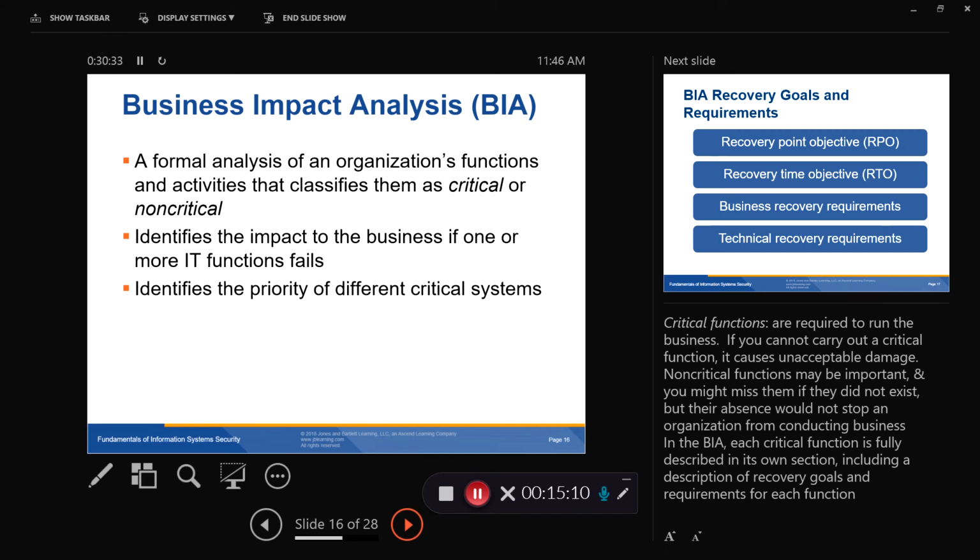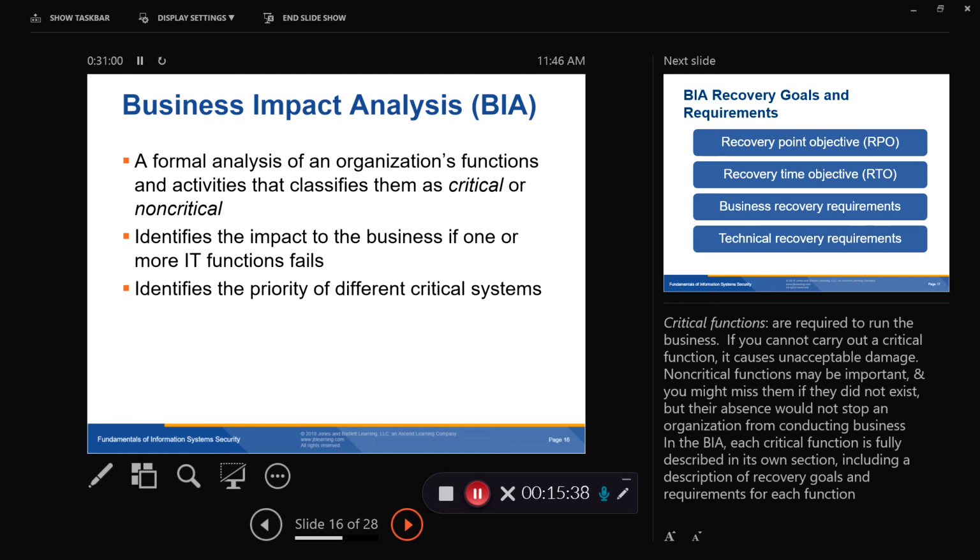So a business impact analysis is a formal analysis of an organization's functions and activities that classifies them as critical or non-critical. Critical functions are required to run the business. If you cannot carry out a critical function, it causes unacceptable damage. Non-critical functions may be important, and you might miss them if they did not exist, but their absence would not stop an organization from conducting business.